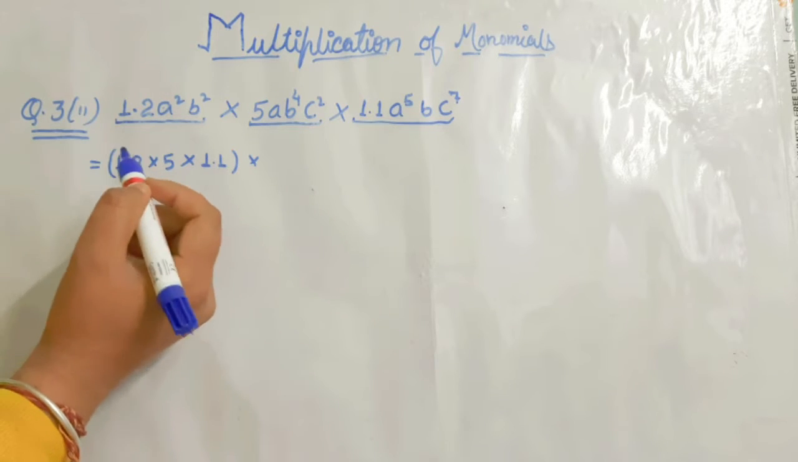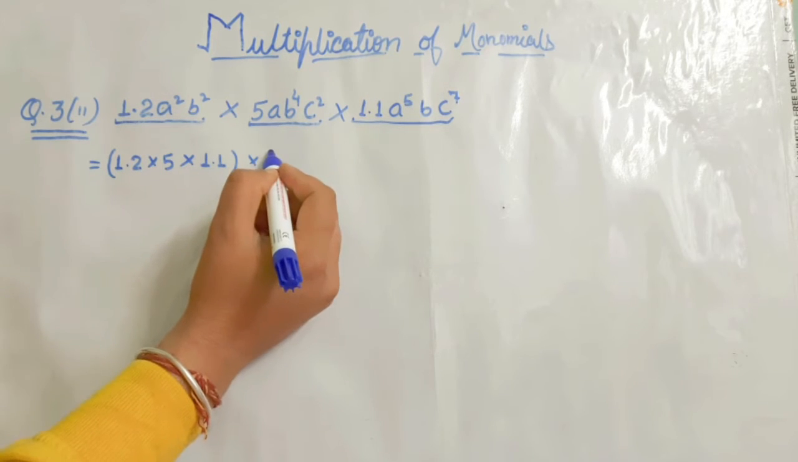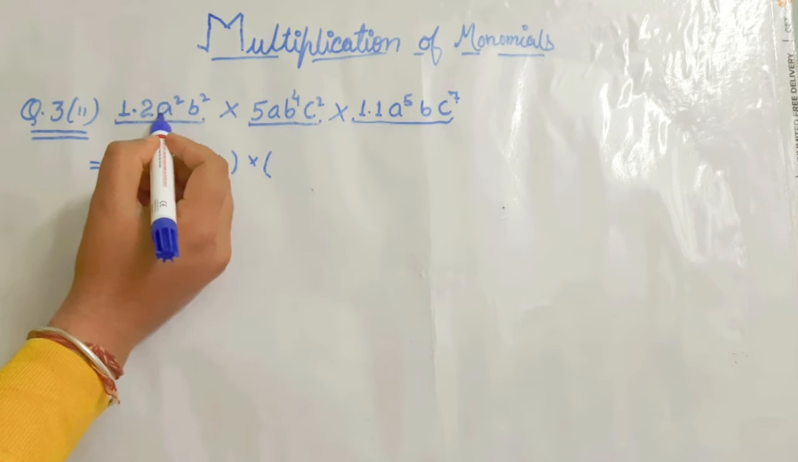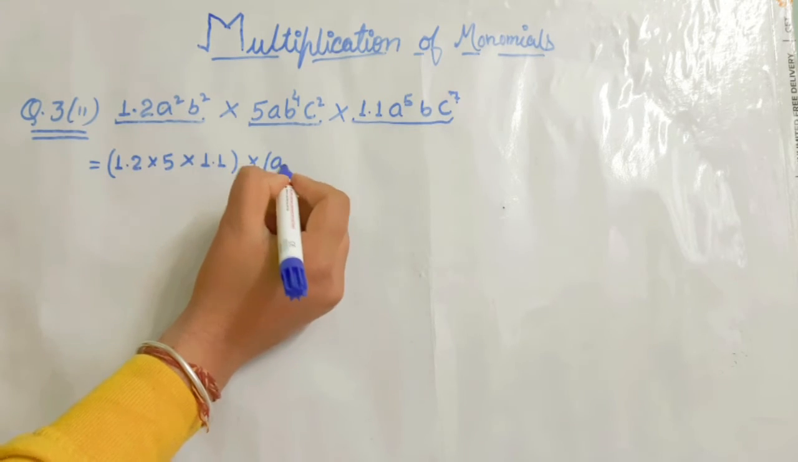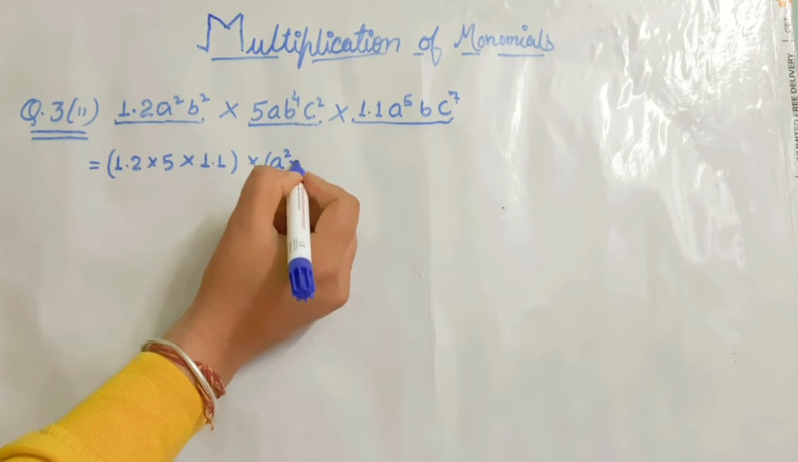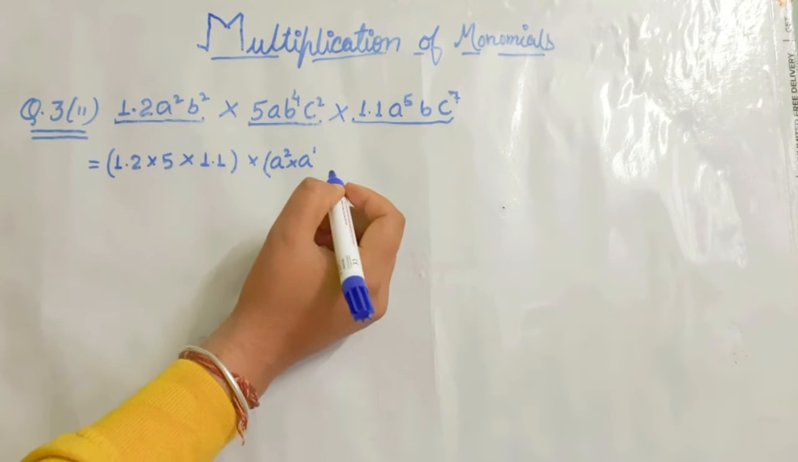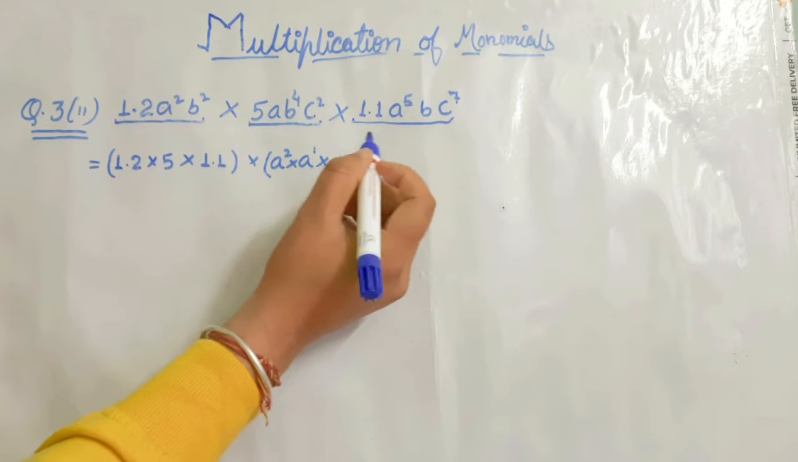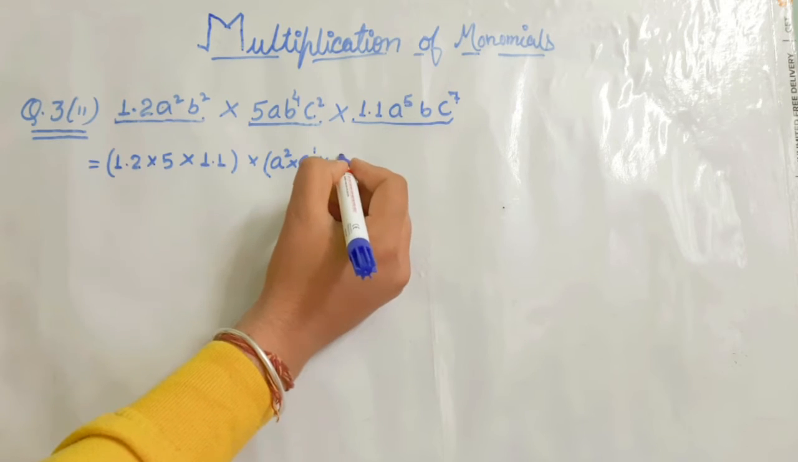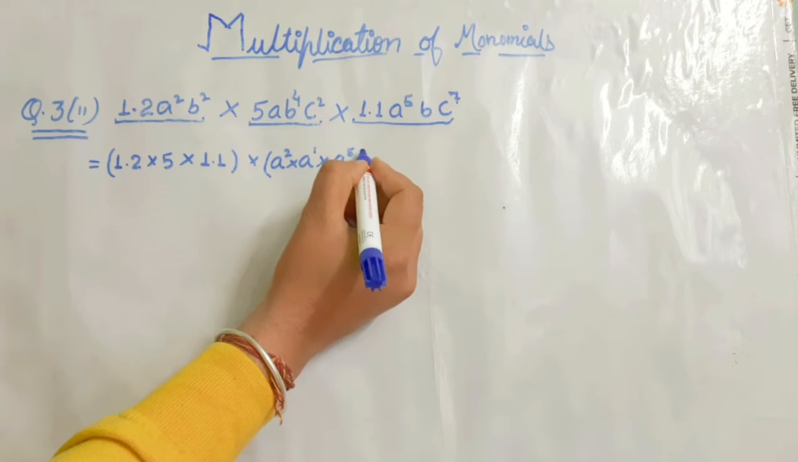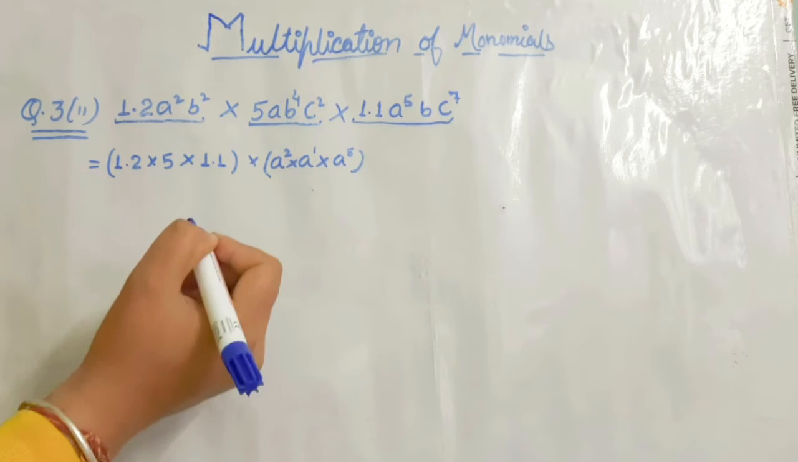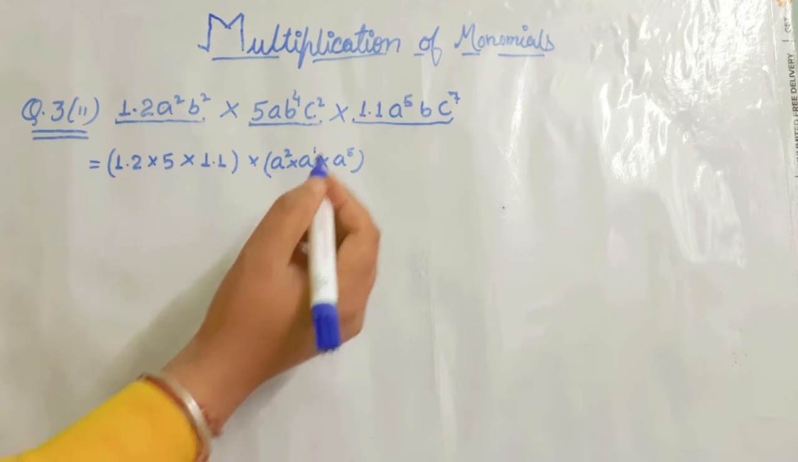Then now we have to multiply same variables. So here a raised to power 2 we have, and here we have only a, can be written as a raised to power 1. Then here we have a raised to power 5. So this is the product of a variable.